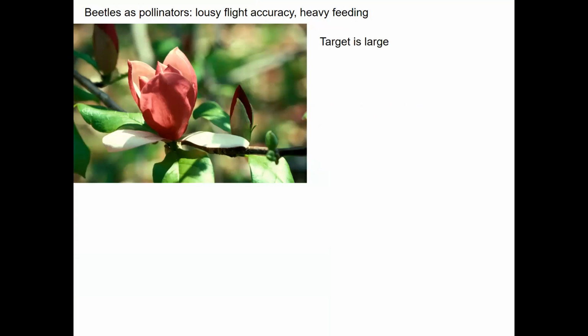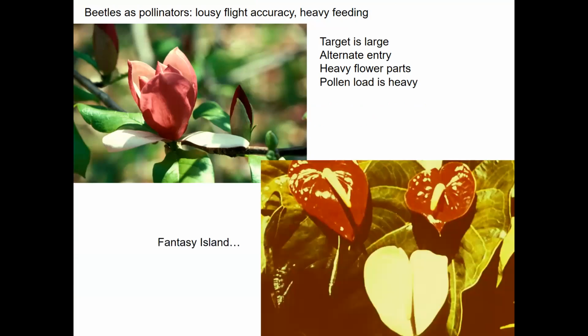Target of beetle is large and alternate entry. Heavy flower parts. In case of beetle visiting flowers, flower parts, for example petals, are heavy. Pollen load is heavy.